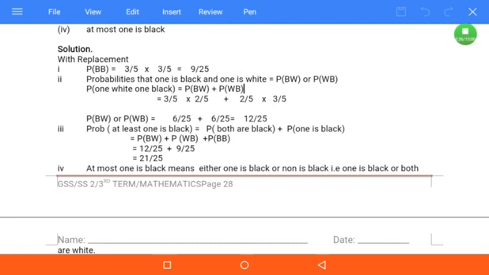So probability of picking a black and a white is what? How many blacks do we have? 3/5. How many white do you have? 2. That's 2/5. So that's 3/5 times 2/5.